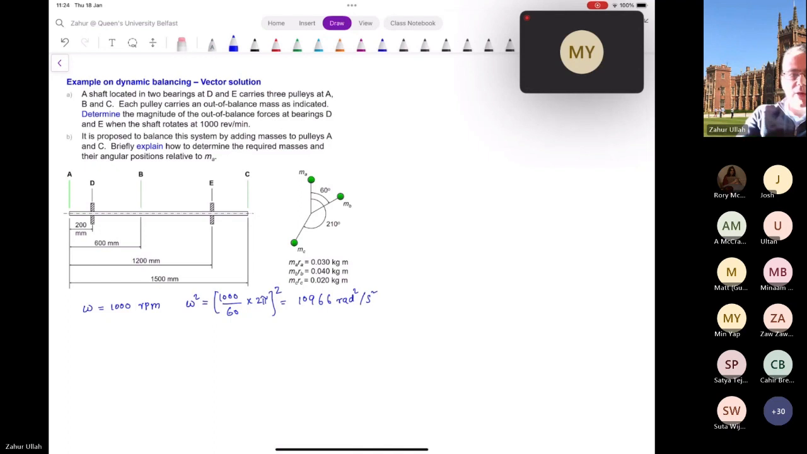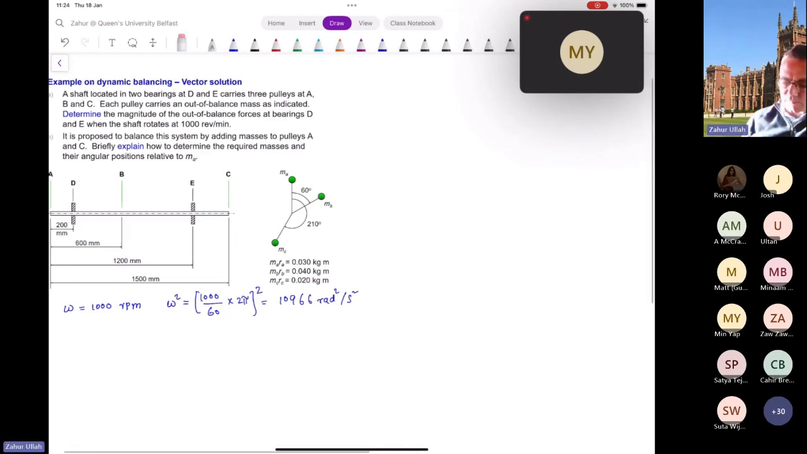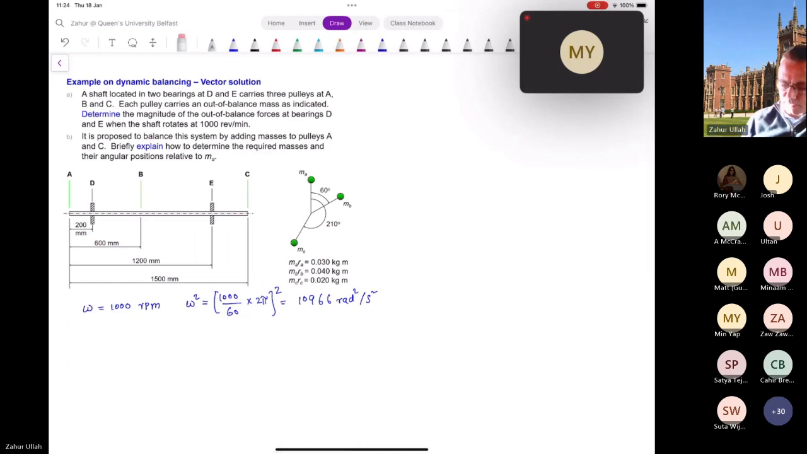In the question, as you can see, you are given MA, RA, MB, RB, and MC, RC here. So you are given these here.